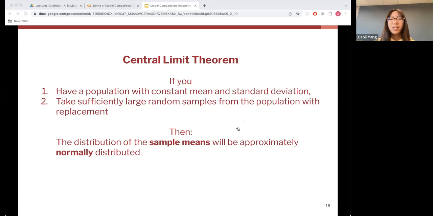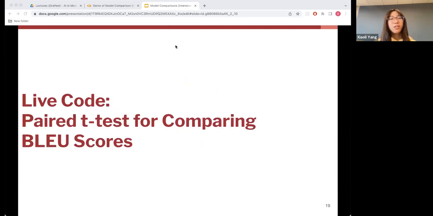And this may still sound a bit confusing. I will demonstrate how exactly we tackle this problem via a live coding section.